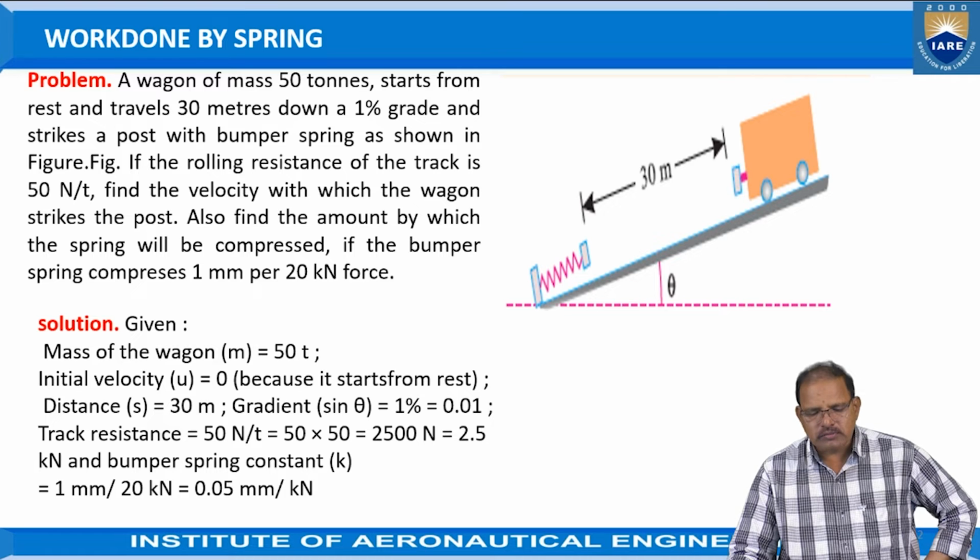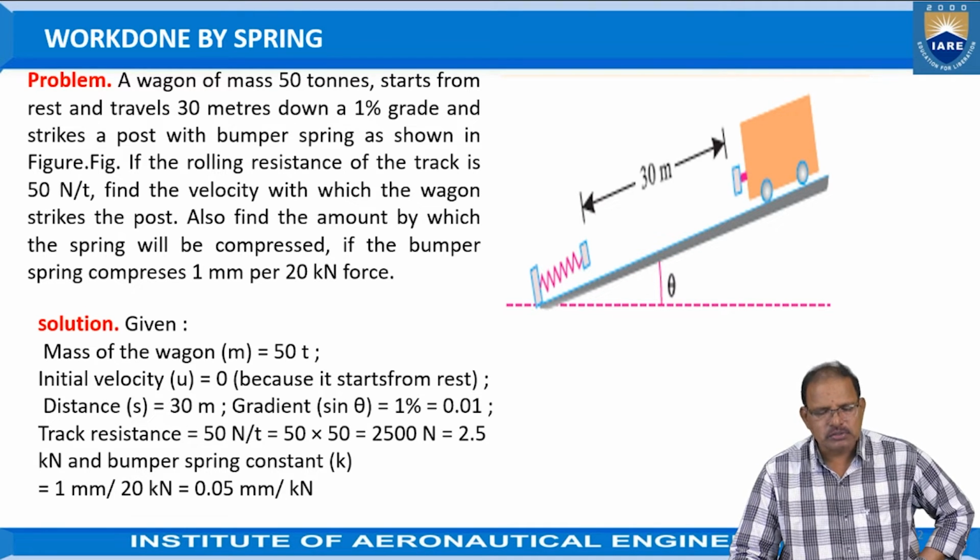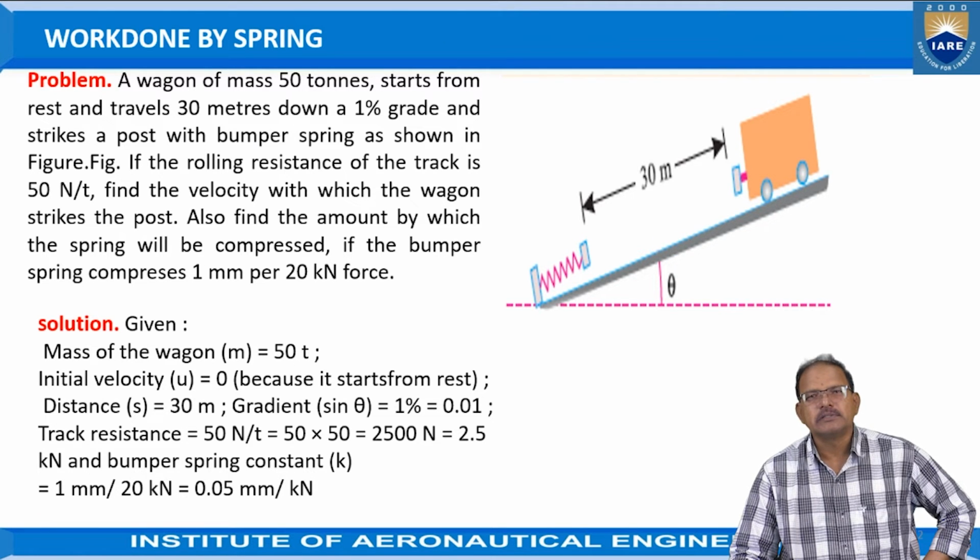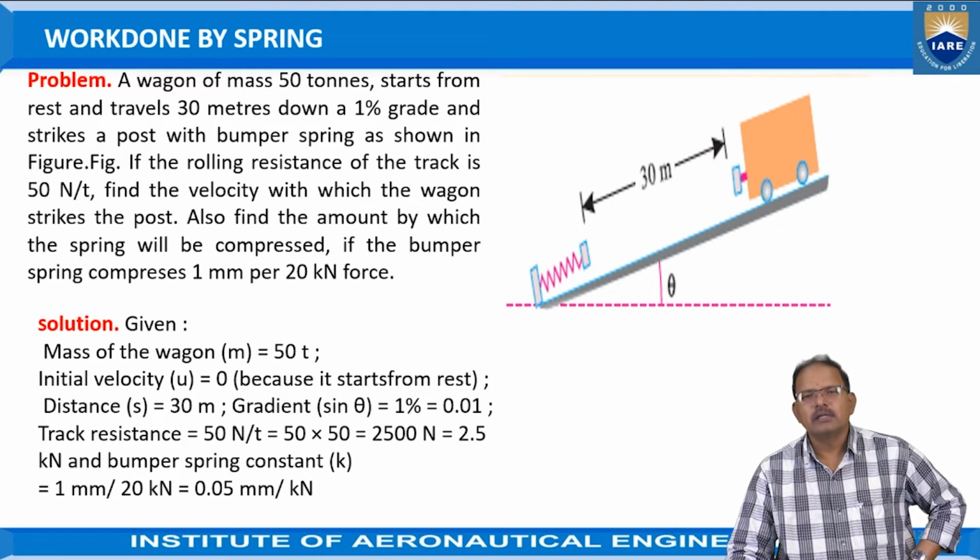If the rolling resistance of the track is 50 newtons per ton, find the velocity with which the wagon strikes the post. Also find the amount by which the spring will be compressed, if the bumper spring compresses 1 mm per 20 kilonewtons force.